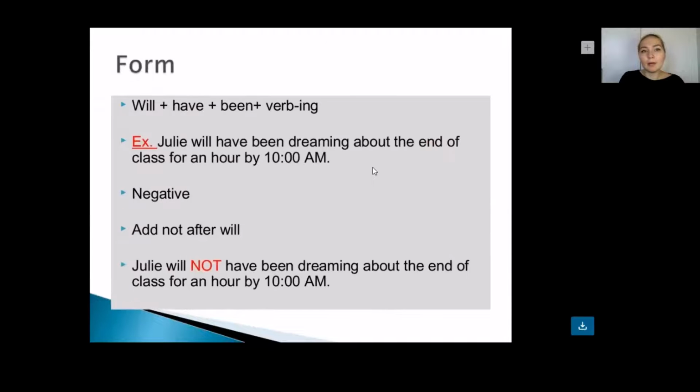Okay, and now I want you also to pay more attention to the structure that we have. For future perfect continuous, in the first position, we have the subject, then it is followed by will have been, and then we use the base form of the verb with the -ing ending. For instance, Julie will have been dreaming about the end of class for an hour by 10 a.m. The negative form would be: Julie will not have been dreaming about the end of class for an hour by 10 a.m.